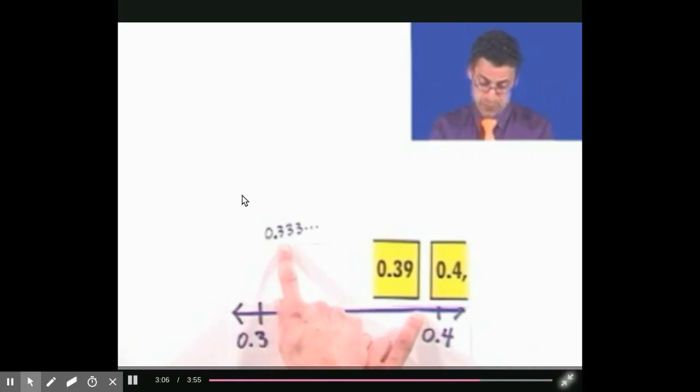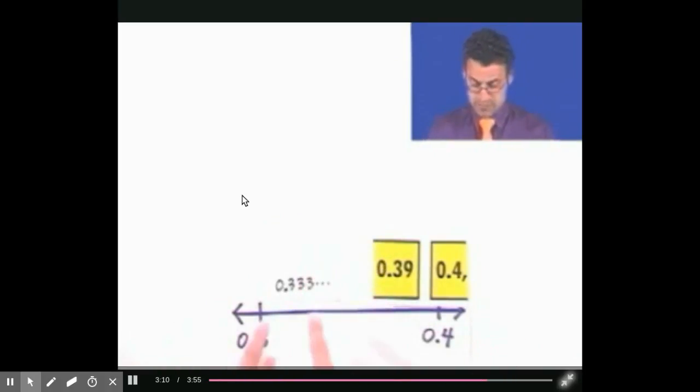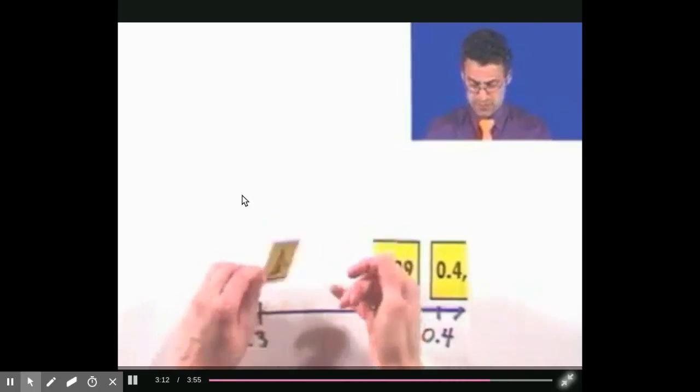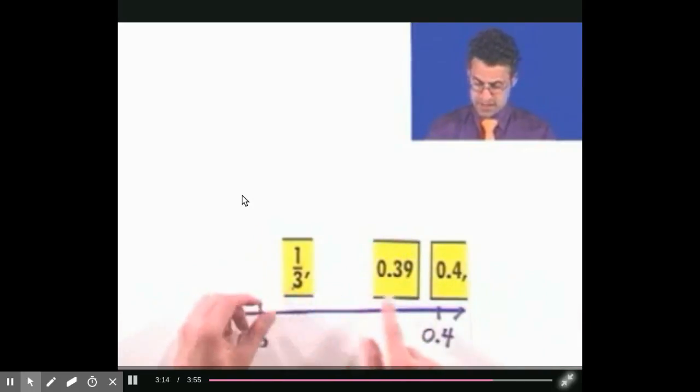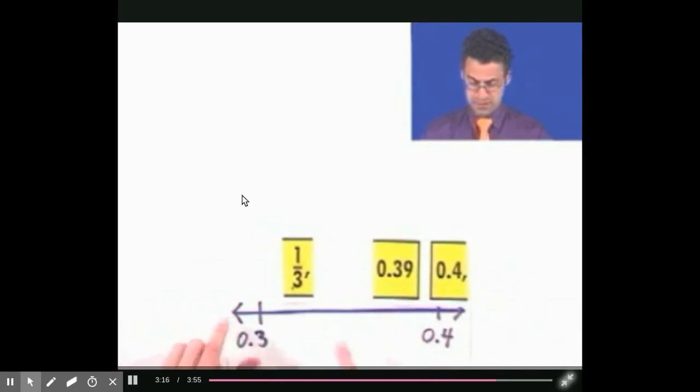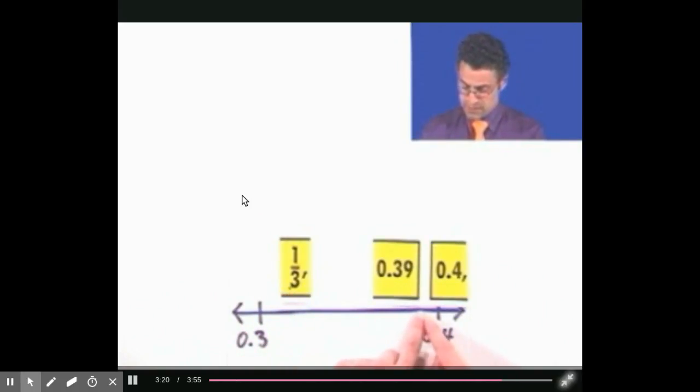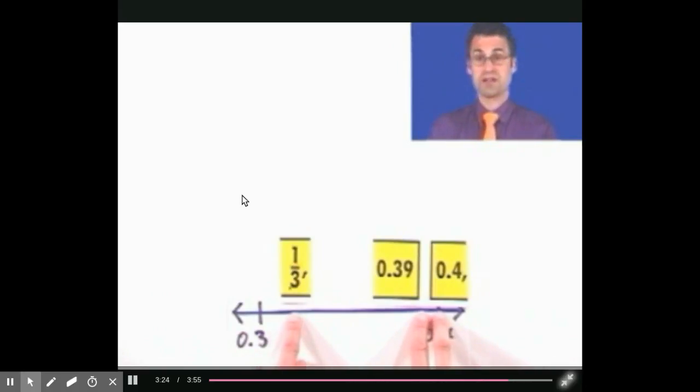0.333 is going to be, well, around here. Remember, that number was actually the decimal for this. And so we see the numbers kind of look like this on the number line. This one is kind of around here. This number is kind of around here. And this number is right there. So I'll put my fingers on roughly where the placement of those are. And you can see the ordering of them, though.